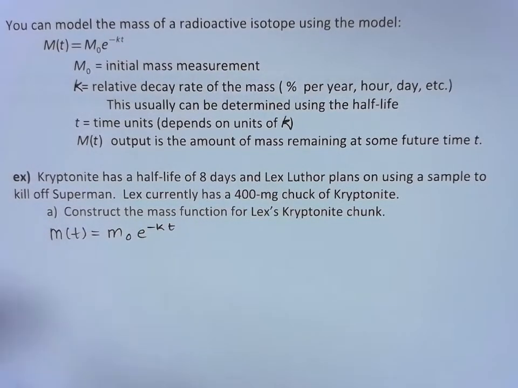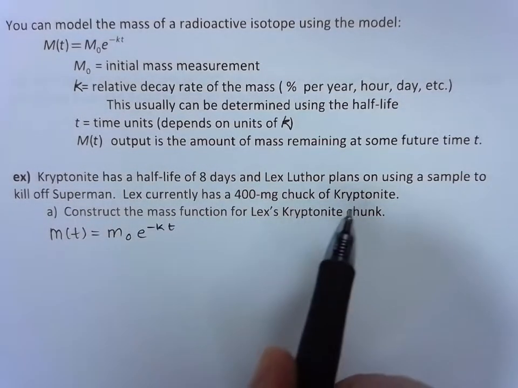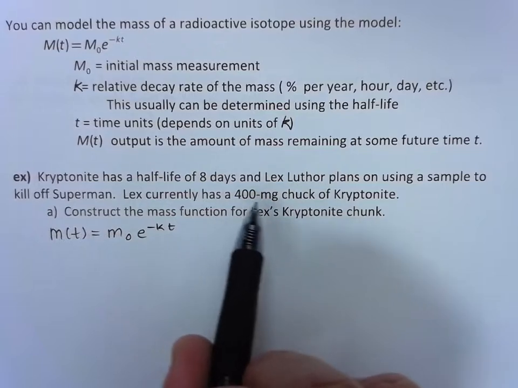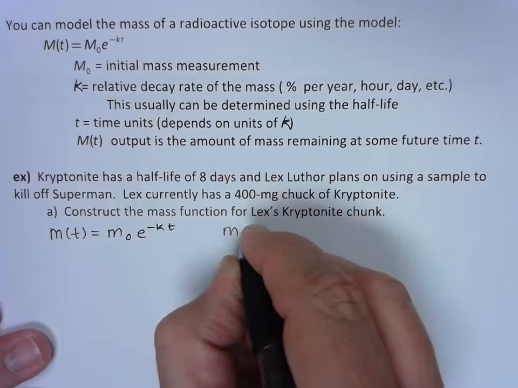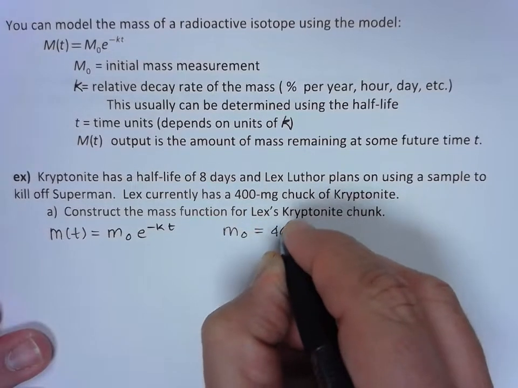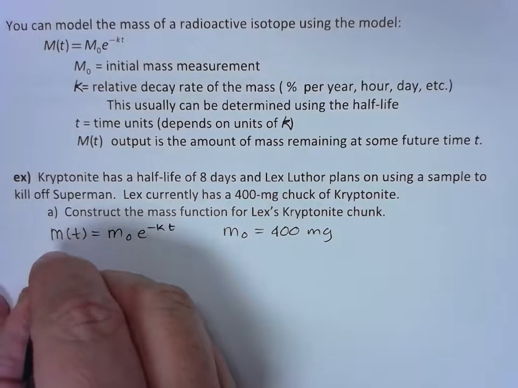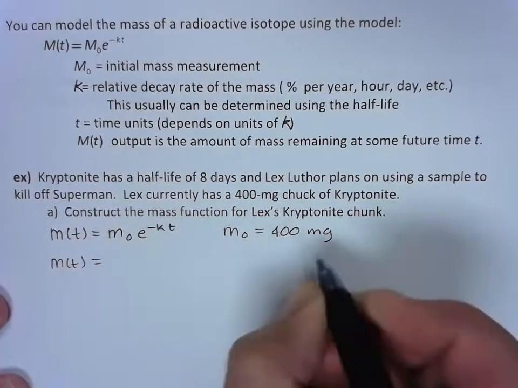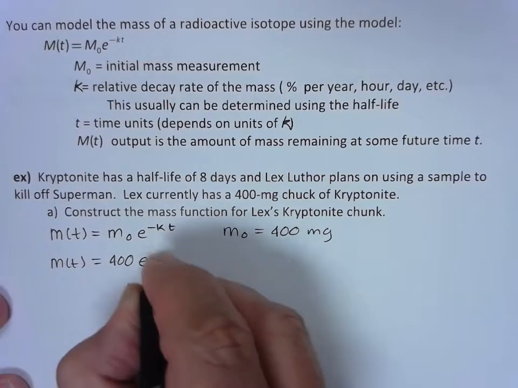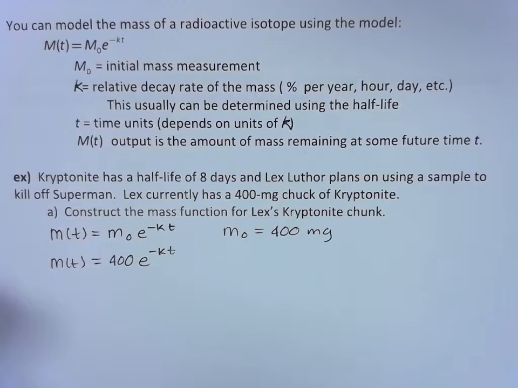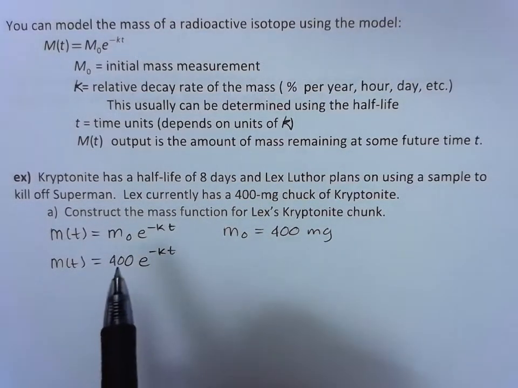Okay, so again, m sub 0 represents the initial mass. The only data in the problem that we can use as an initial mass is the 400 milligram chunk. So I'm going to go ahead and take for granted that the initial mass we are using is 400 milligrams. And that will let us refine our model to this. That'll have to correspond to the time t equals 0. 400 for the initial mass times e to the negative kt. Then we need to use some other information to figure out the value of k itself.